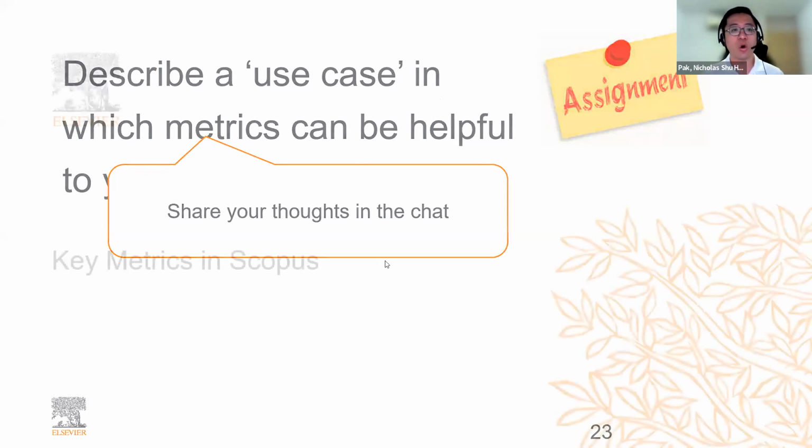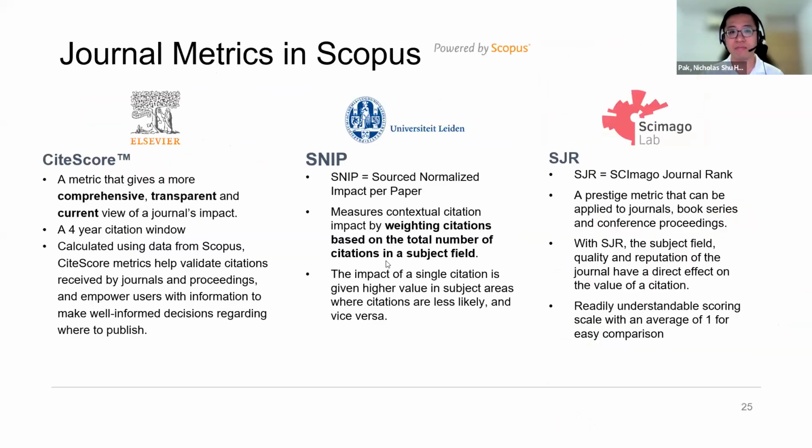And so let's go on further to talk to you about key metrics that you can identify within Scopus itself. Later during the session, I'll be doing a live demonstration of all the metrics that you can take a look at in Scopus and some of the use cases. But let's walk you through some of the key metrics that we are looking at.